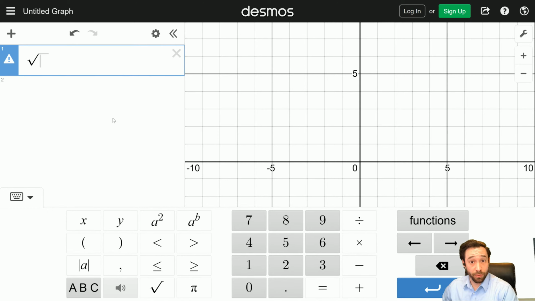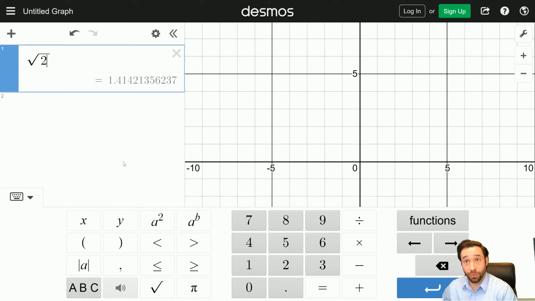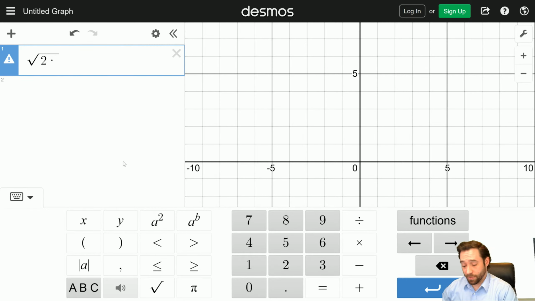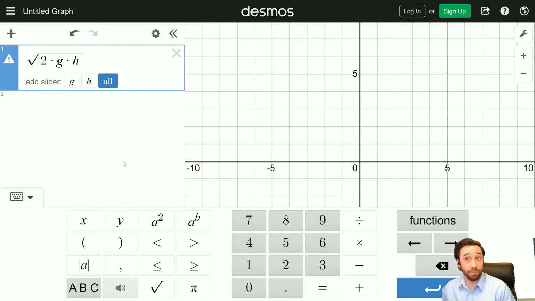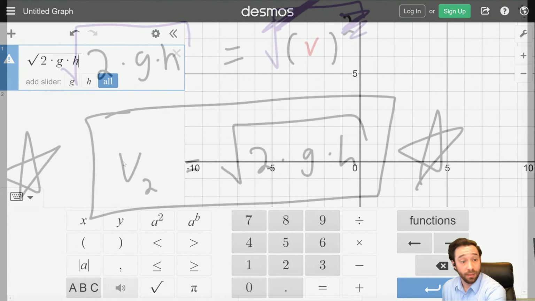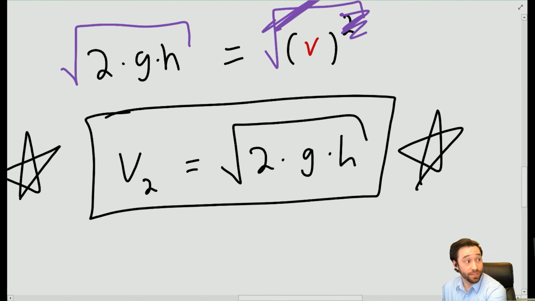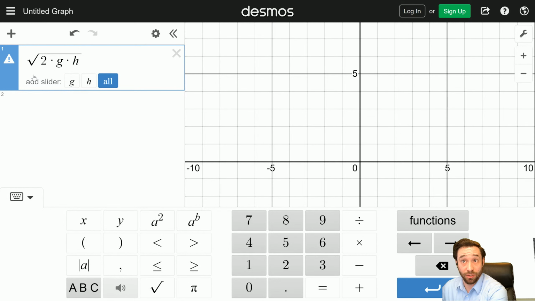So I start off with my square root. The square root of 2 times, and watch this, I put the letter g times, and then the letter h. Whoops, lowercase. Now the case doesn't really matter, but I wanted to make sure that it looks exactly the same as this here. So as you can see, I have the radical, and underneath the radical I've got 2 times g times h. And the 2 times g times h is inside of the radical. Now, does that match with what I've got currently?